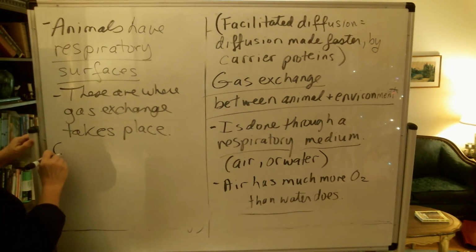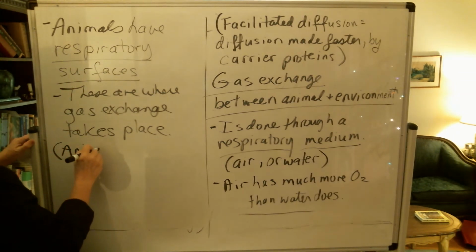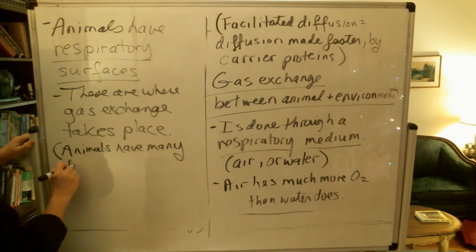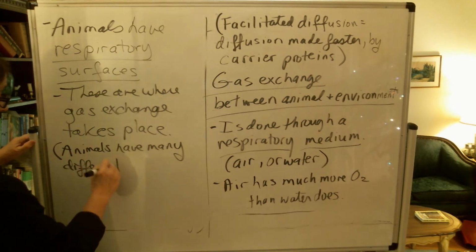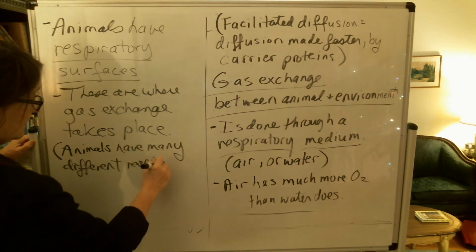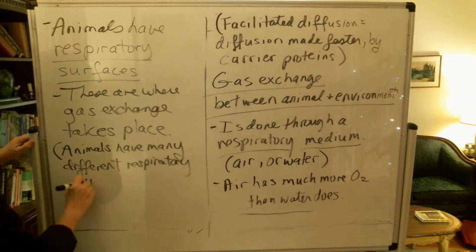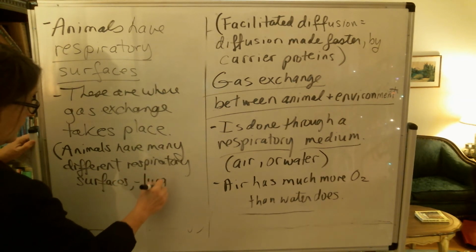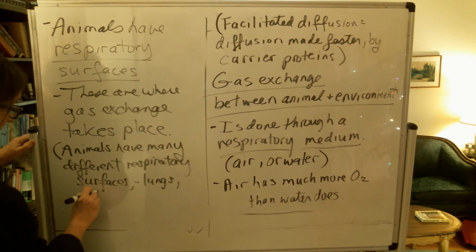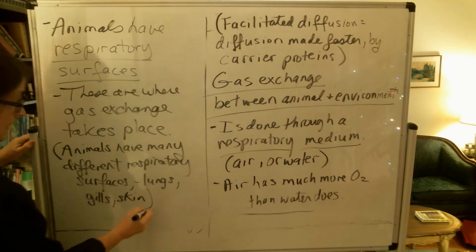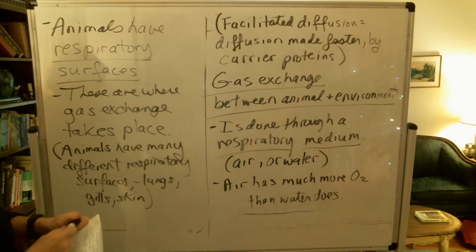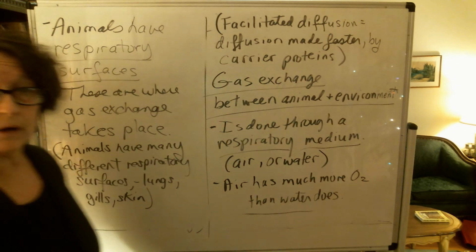I'm just going to say as an aside, animals have many different respiratory surfaces. In us, they are buried in our lungs. Fish have gills with respiratory surfaces. Frogs have skin through which they can do gas exchange. So in the case of frogs, their skin is also a respiratory surface.